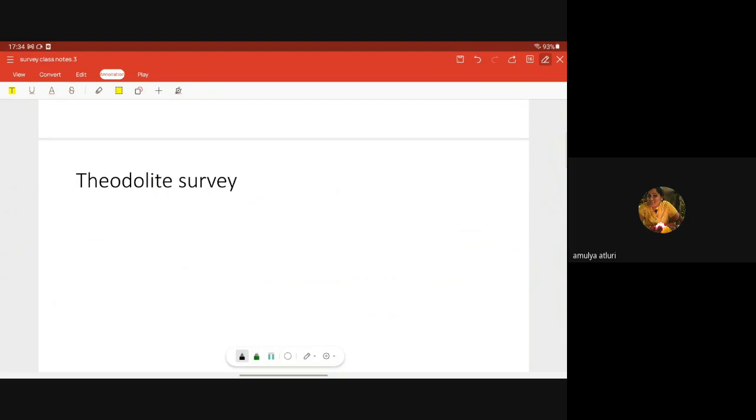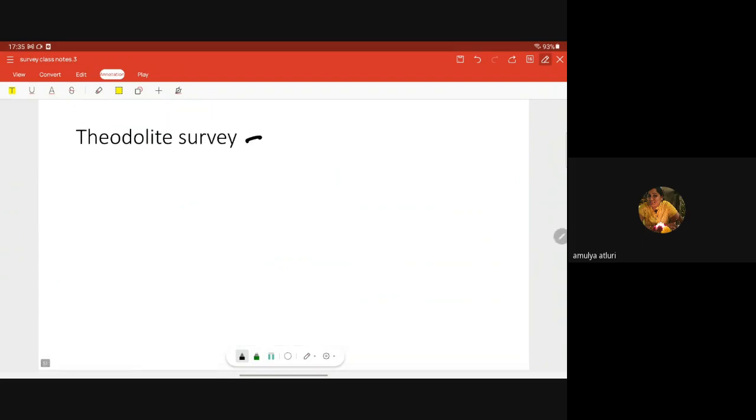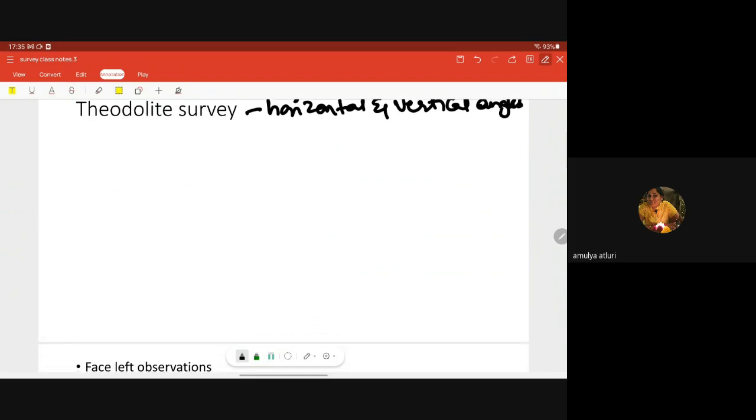We'll go with theodolite survey right now. So what is theodolite? Theodolite is used to measure horizontal and vertical angles directly, and indirectly we can measure distances and elevations of objects, right?